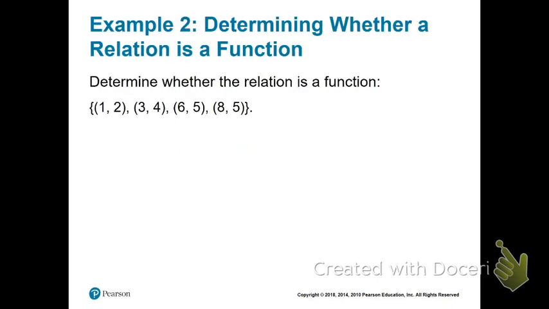So look at example 2. Determine whether this relation is a function. So look at your x values. Are any of those repeated? If your answer is yes, then it's not a function. If your answer is no, it is a function. So we look at this one. We have a 1, 3, 6, and 8. None of those are repeated. So this is a function. If I'd included the ordered pair 6, 7 with it, then because a 6 would have been repeated, that would have caused it to not be a function, okay?